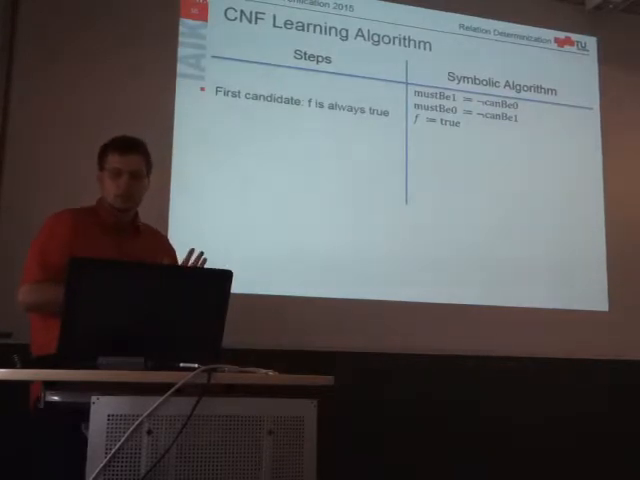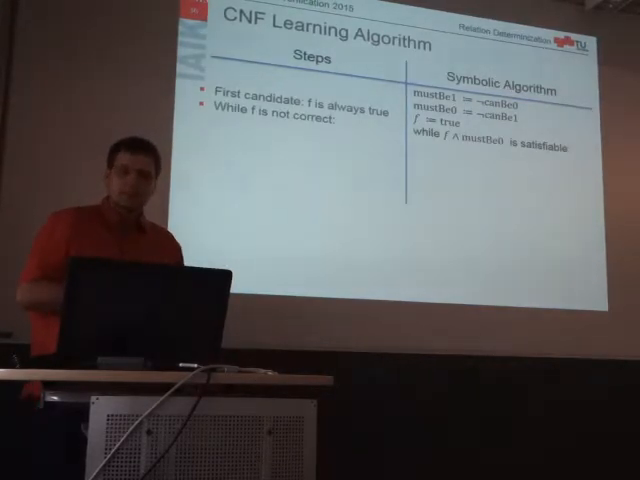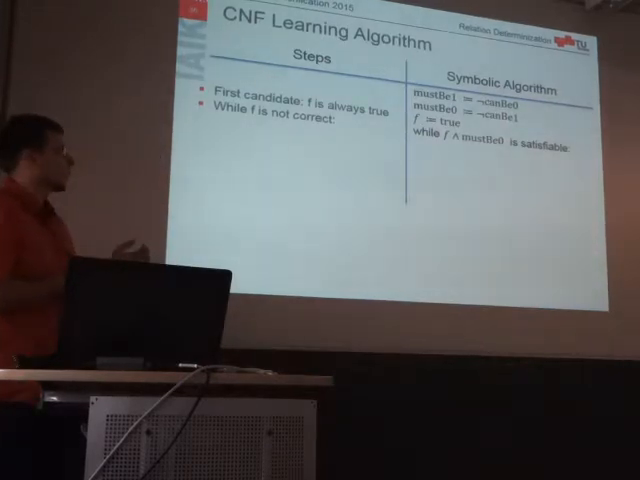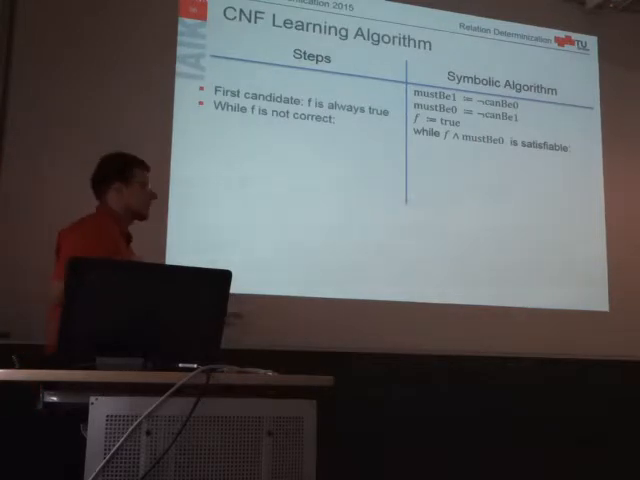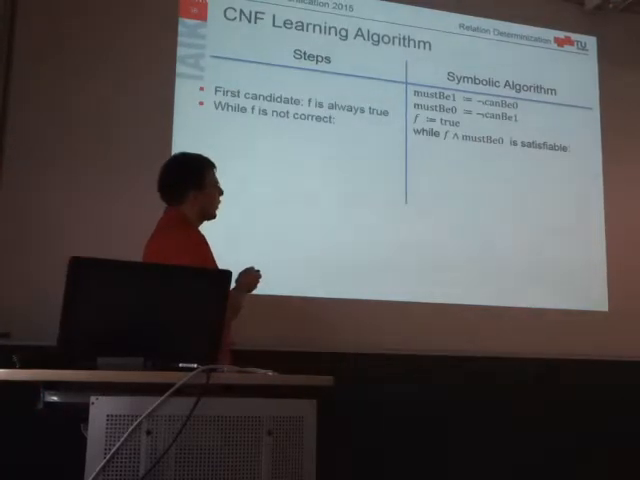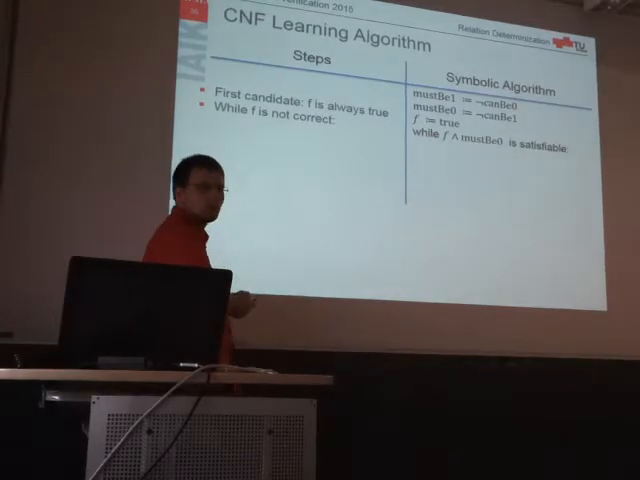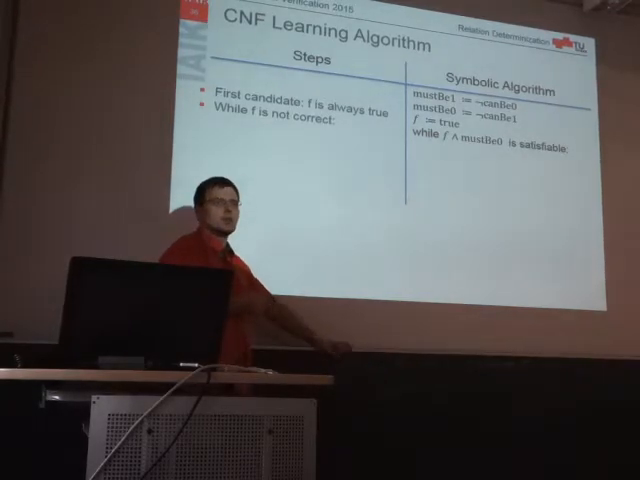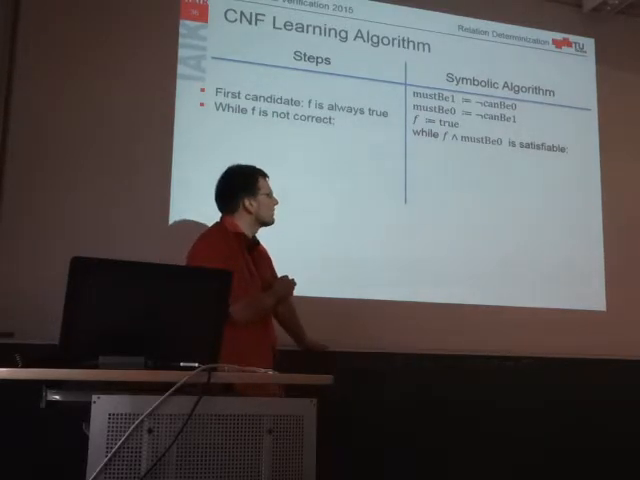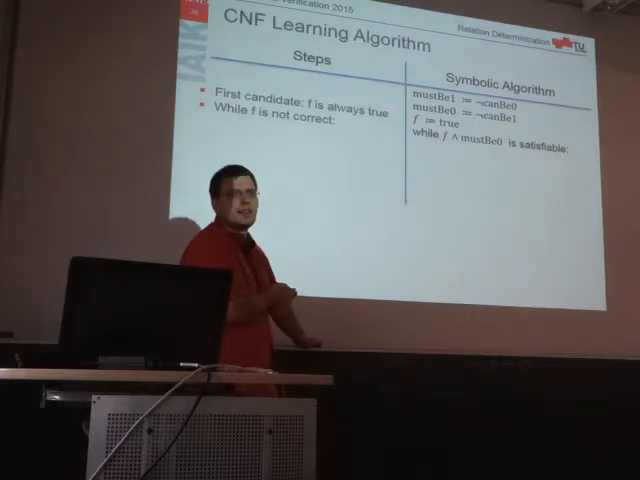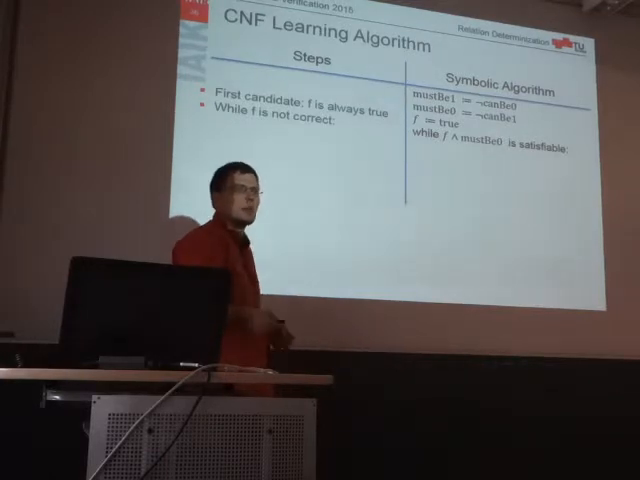So you start with true, and then you make a loop while your guess is not correct. How can you check if the guess is correct or not? You just check whether your current guess intersected with where it must be 0 is satisfiable. You can implement this with a SAT solver or with BDDs or whatever you want. Because what does this mean? This means your function will produce true for an input where you must give 0. And obviously that means something is incorrect.